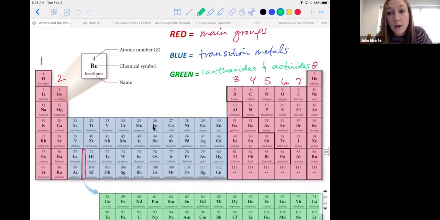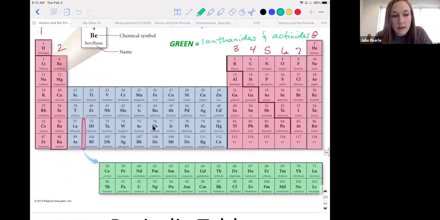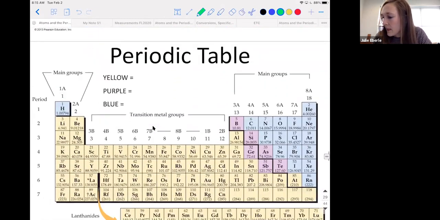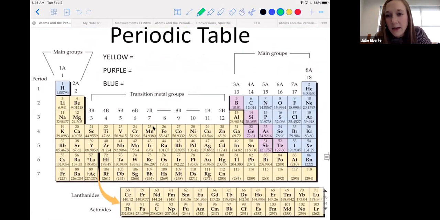Okay, so far, any questions on how things are organized? Okay. Last way, I lied to you. There's one more way that it's organized. I know this is a lot. You didn't realize the periodic table conveyed so much information.